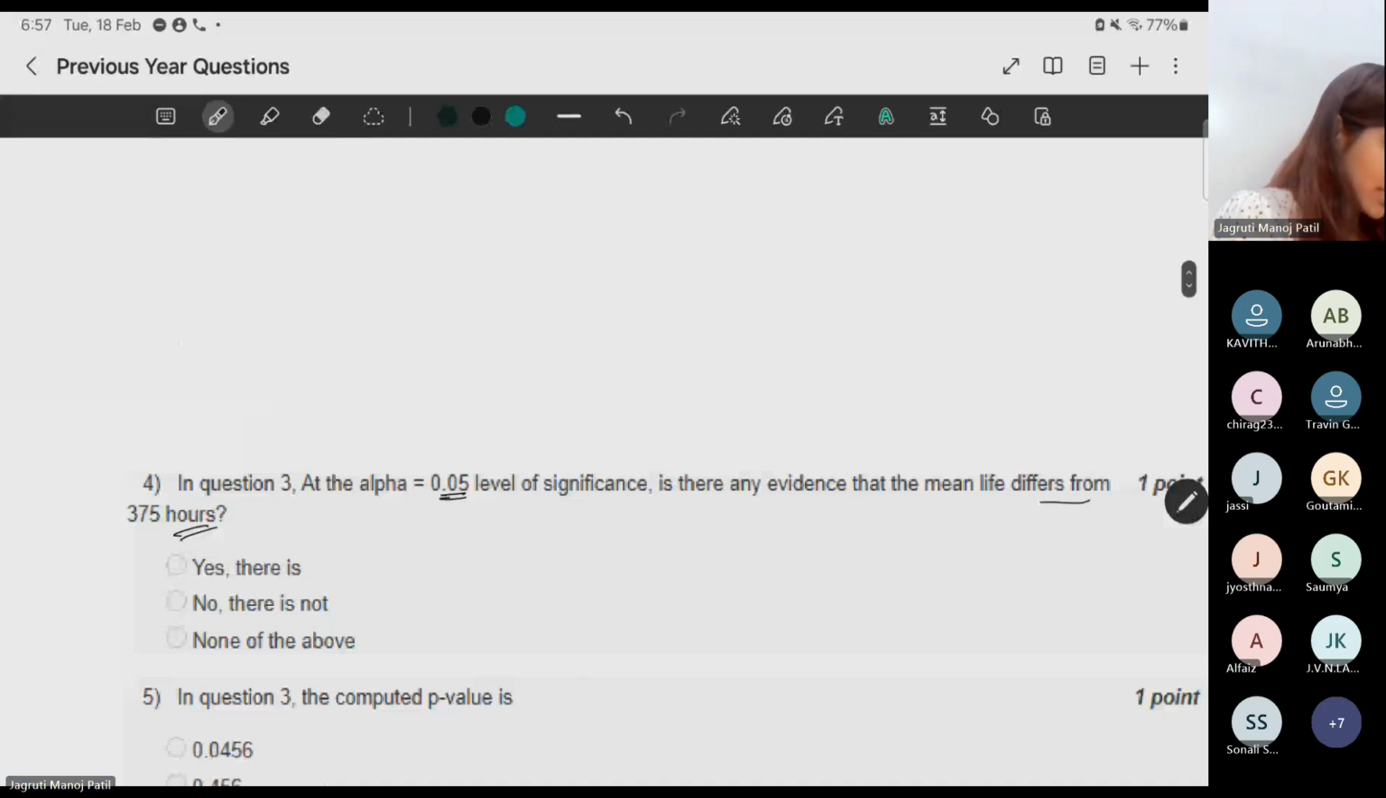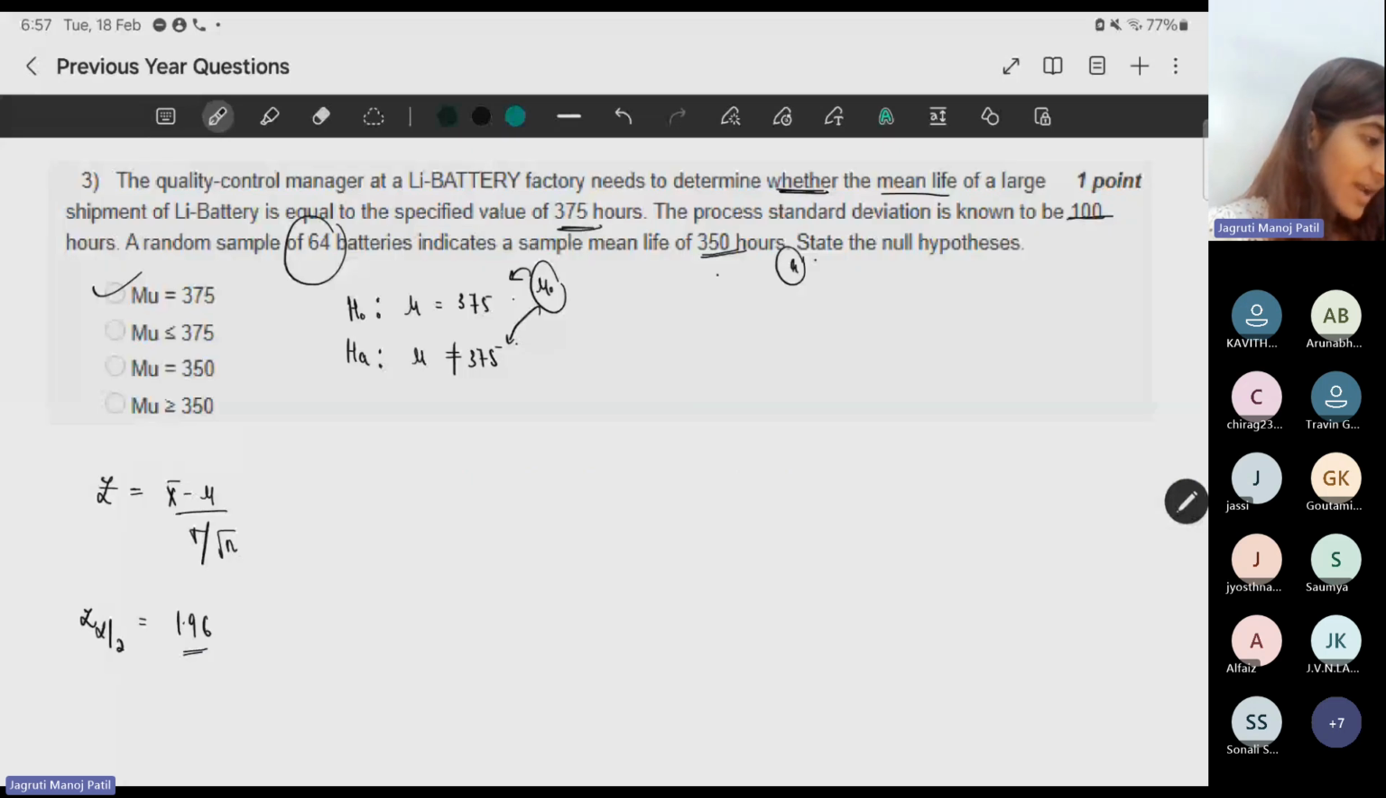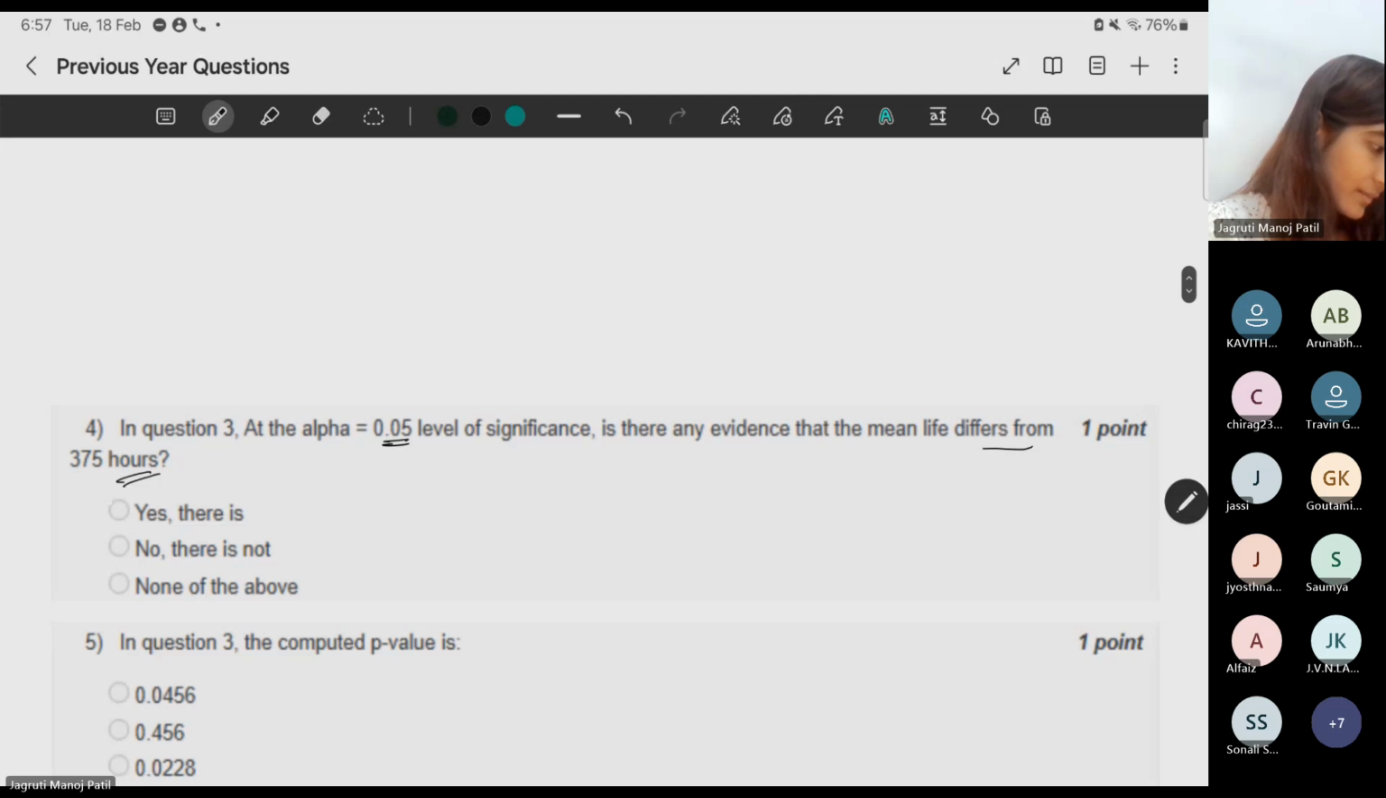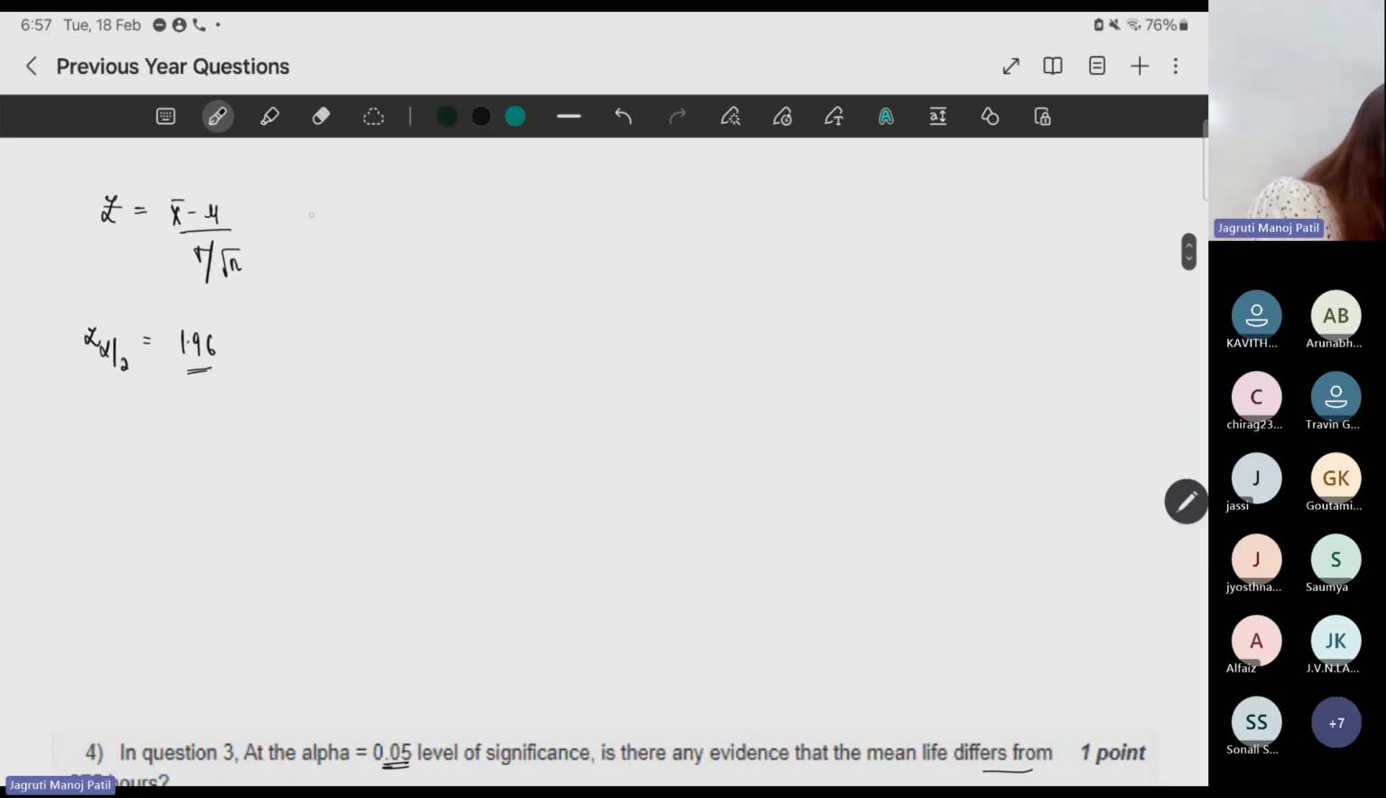So when we compute it, our X bar is for the random sample, that is 350, and the specified value is 375. So this is our X bar. This 375 is our mu of the population. The standard deviation given to us is known to be this. So this is our standard deviation. And how many? Okay, I'll just input the values so that you can compute it later.